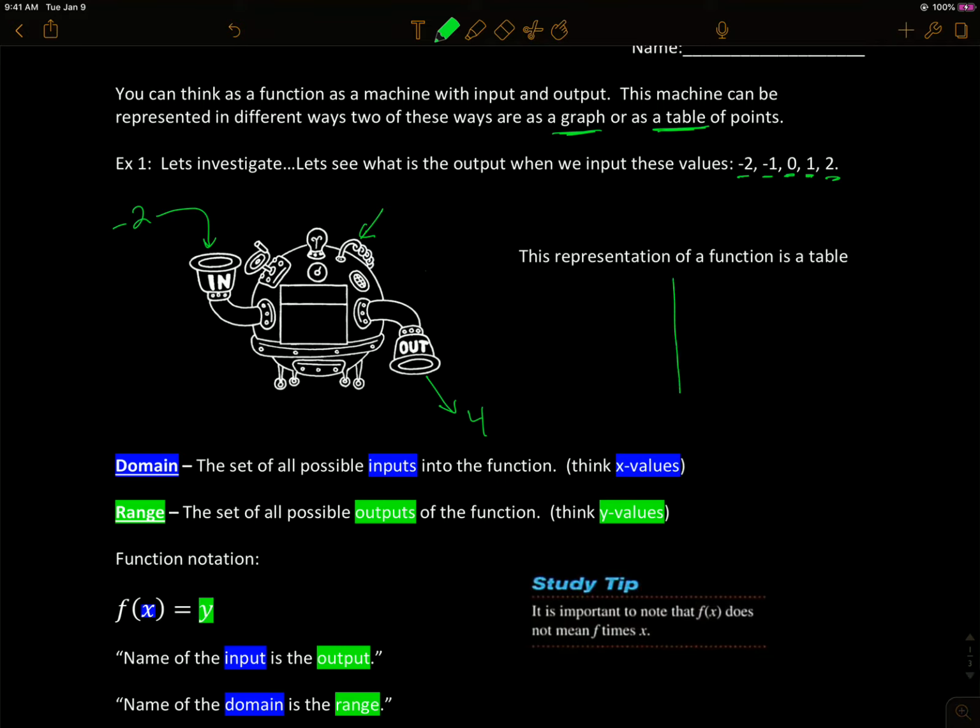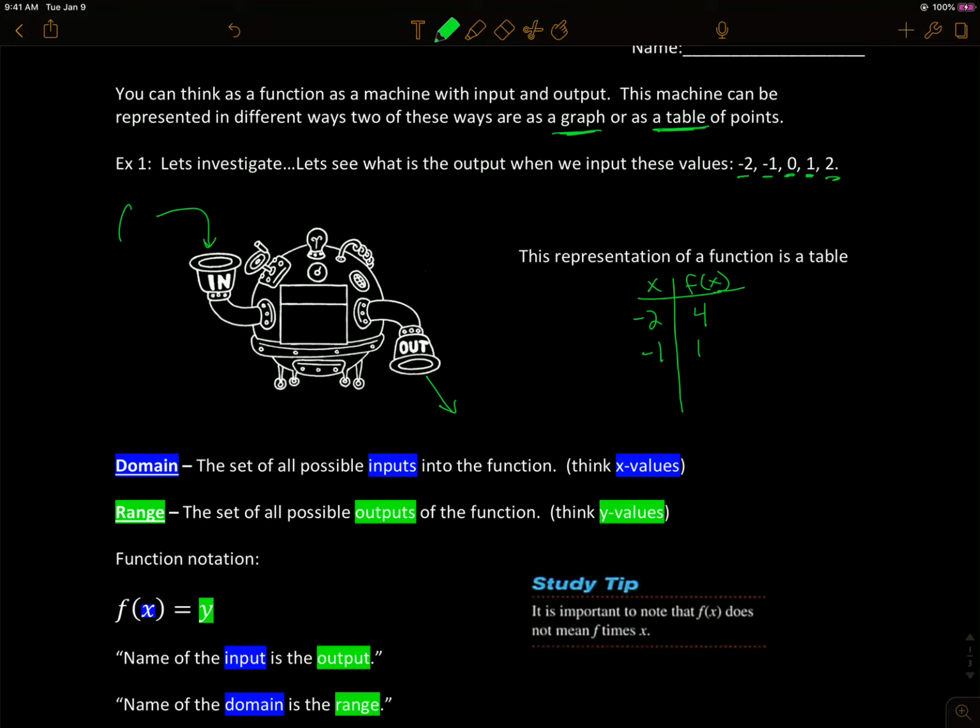So we can represent this idea in a table. I'll call this function f of x. The input is my x value and the output is my y value, and we know that y is equal to f of x. So I input a -2, and the machine spits out a 4. If I input a -1, the machine spits out a 1. I'll record that on my table, and I'll keep doing this.